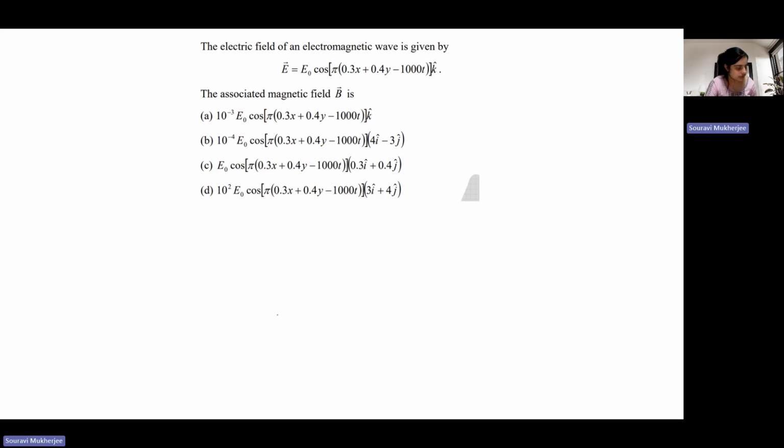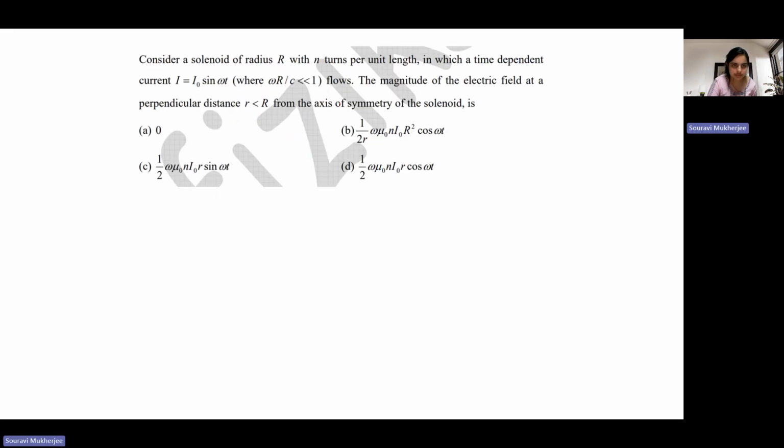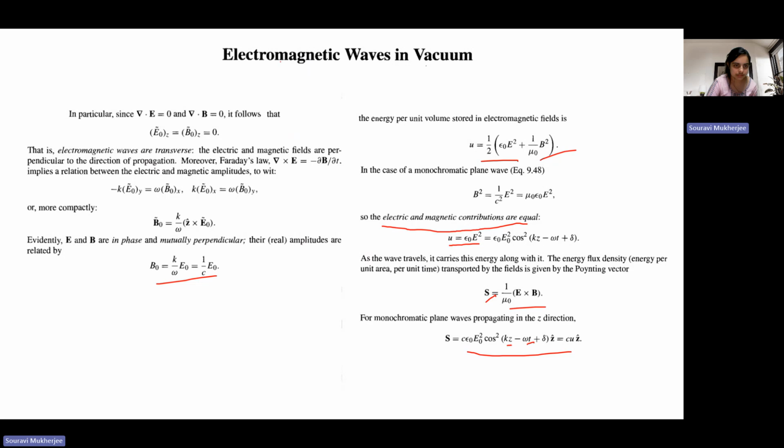Okay. So there can also be questions like this where you have the electric field of an electromagnetic wave. So the electric field is specified. You want to find the magnetic field. So just a few slides back, we discussed that the electric field and the magnetic field are related to each other by this relation. So for any wave, if you know the propagation direction or the k vector, if you know the angular frequency, if you know the electric field, you can use this relation to find the magnetic field.